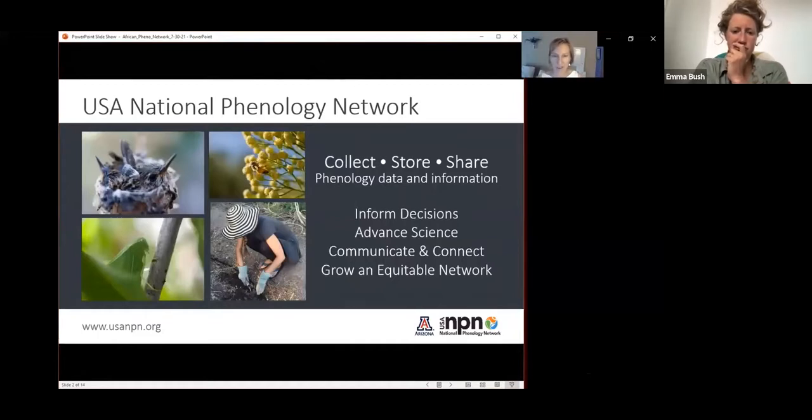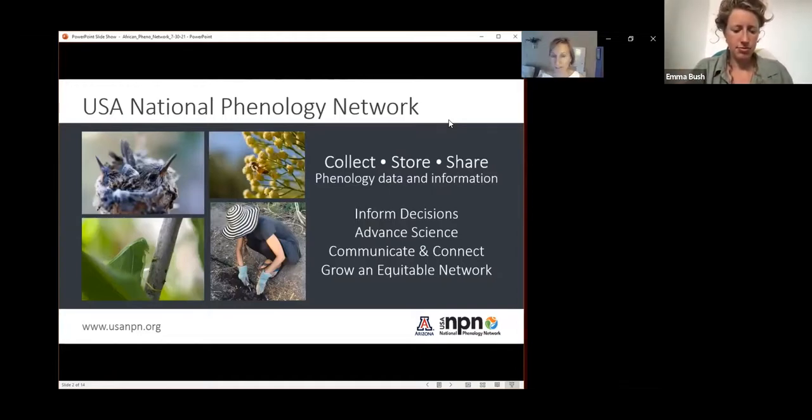And we make these data and information products readily available to support decisions anywhere from natural resource management decisions like invasive species management, to human health issues like allergies and the spread of disease, to even supporting tourism, things like anticipating major wildflower blooms or leaf color change events.